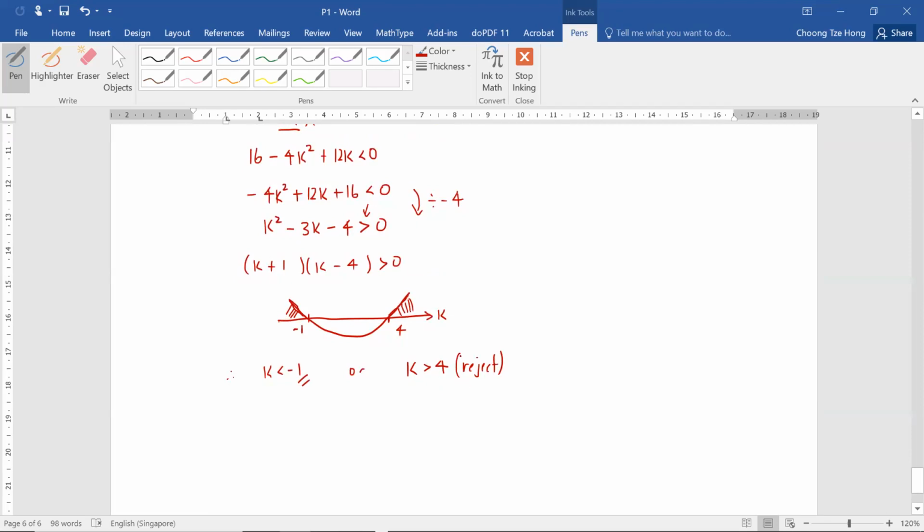Anyway, now I'll bring you to Desmos. I've drawn two graphs using Desmos. One for the value of k less than negative 1, where I used k equals negative 2. Then for this one, I used k equals 5. You can see that for k equals 5, the curve will not be able to be always less than 0 or completely below the x-axis. So let's go over to Desmos.